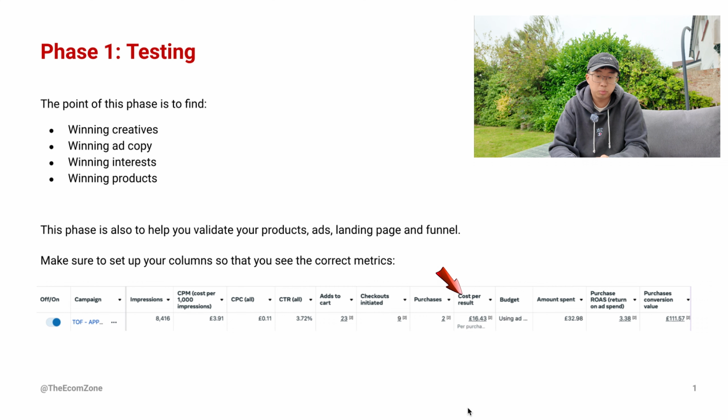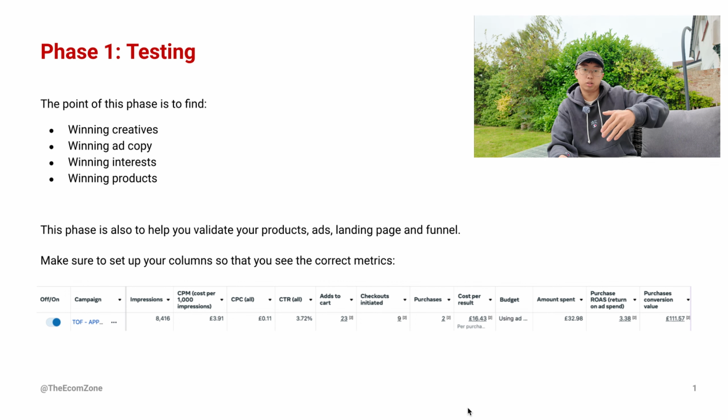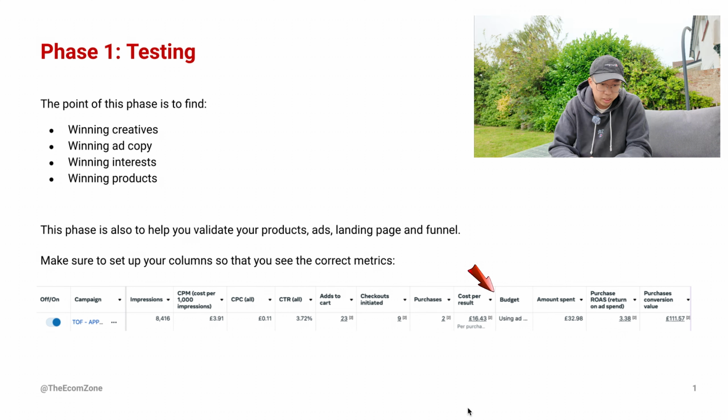Basically, for me to break even, I need to make a £16 profit without ads. So I could sell an item for £10, but I need to sell it for at least £28, right? £10 plus £16.43 is £26.43. Any sale price above that, I'll make a profit. Then there's the budget, amount spent, and purchase ROAS. I spent £32 on this campaign and made £111. But again, this data is skewed and is not accurate.